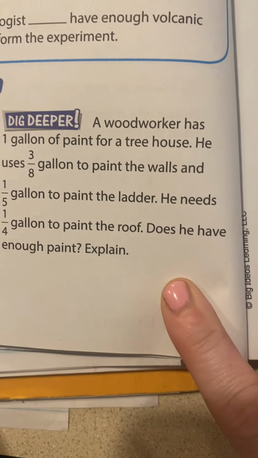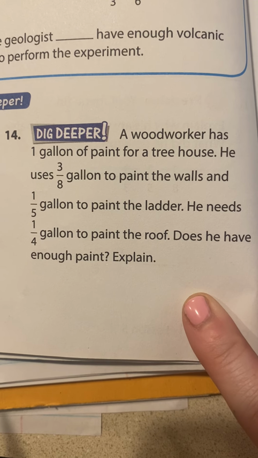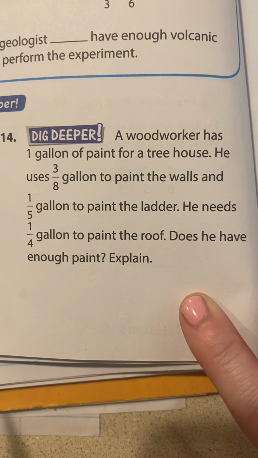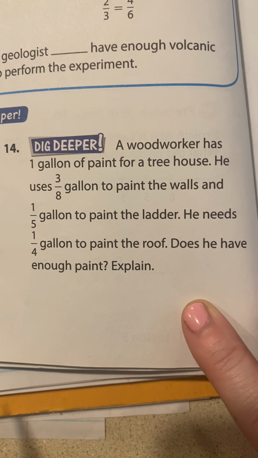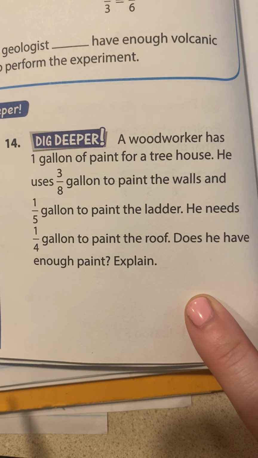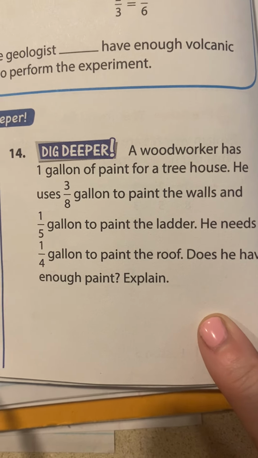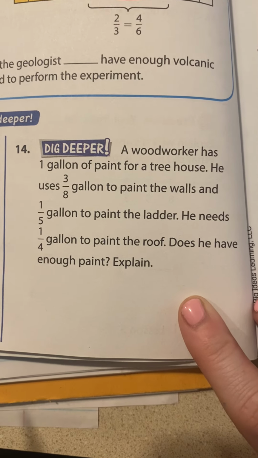And this dig deeper, you don't need this as a bonus, but if you read carefully, a woodworker has 1 gallon of paint for a treehouse. He uses 3/8 gallons of paint. He uses 3 gallons to paint the walls and 1/5 gallon to paint the ladder. He needs 1/4 gallon to paint the roof. Does he have enough paint? Explain. So this one, just read carefully. These ones are really not that bad.